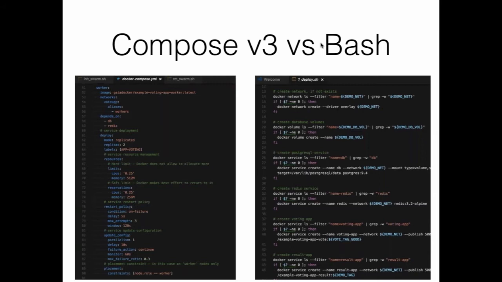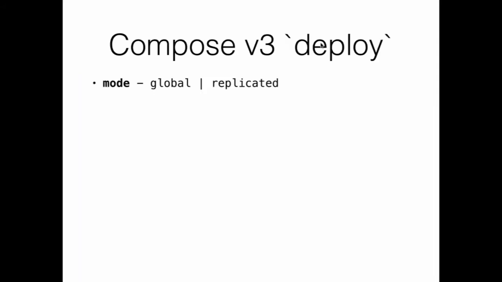And this is the main difference. In Compose v3, they introduced a new deploy key under the service node. Under the service node, you can specify how this service is deployed. You have a mode where you can say if this service is going to be a global service or a replicated service, meaning if it's global, it's distributed on every Swarm node. And if it's replicated, you define the number of replicas, how many instances of this service you would like to have.